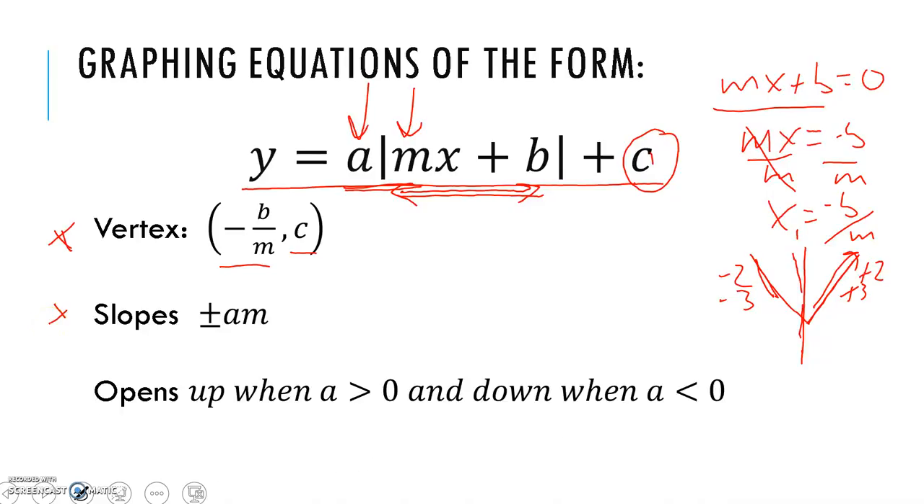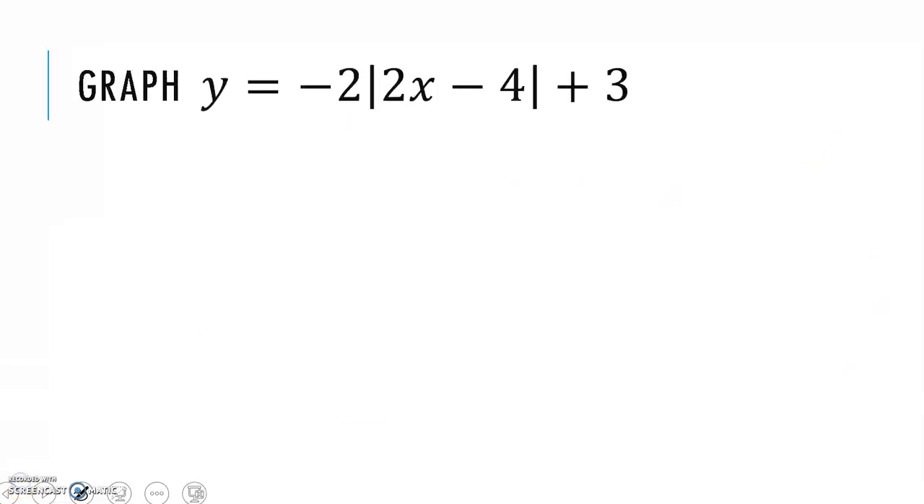And then we can also figure out whether it opens up or down, because if the a value is positive, we know it's always going to open up. And if the a value is negative, we know it's always going to be the shape of a v that opens down. So let's apply that knowledge to graphing an equation in that form that looks like this.